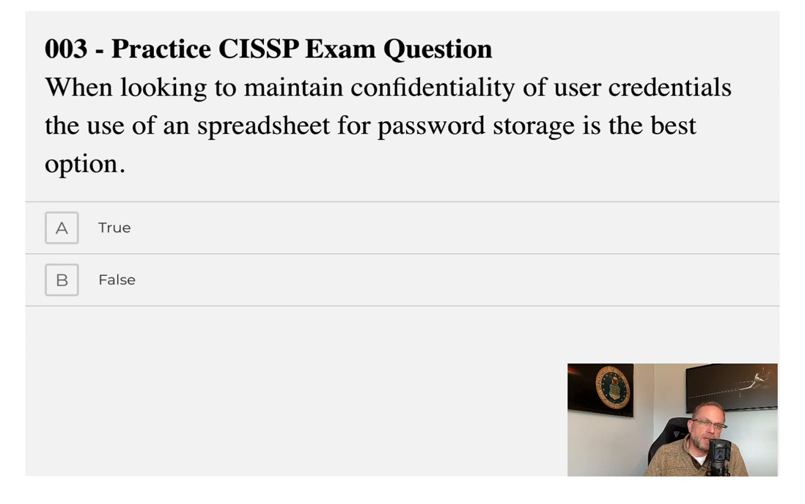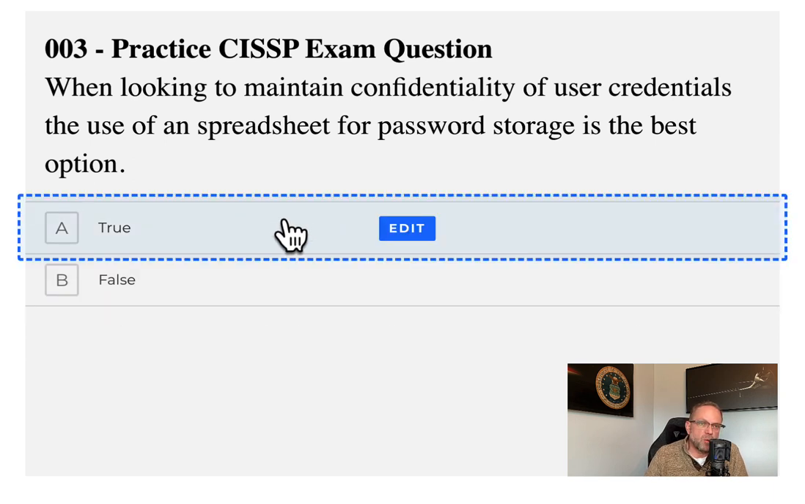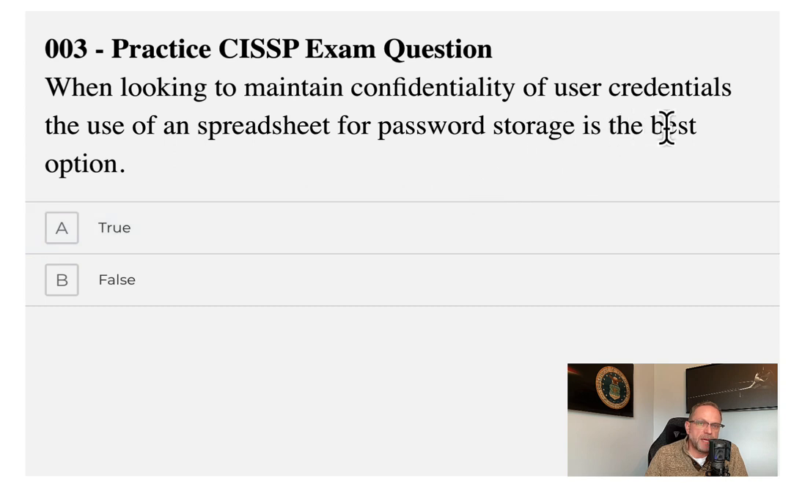Now, if you're looking at a password management tool, you can say the best option. What you want to look at here is what are they saying when they talk about the best option. The best option would be, is it an option? So storing your information in a spreadsheet for password storage, is that a potential option? Sure, it is an option. It really, truly is. And in some cases, it may be a decent option. It may not be the best option, but it would be a decent option.